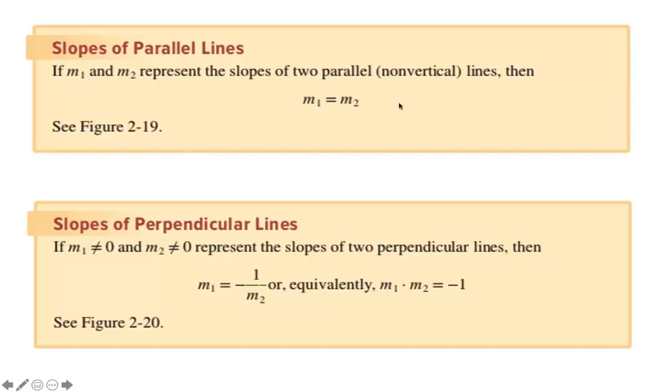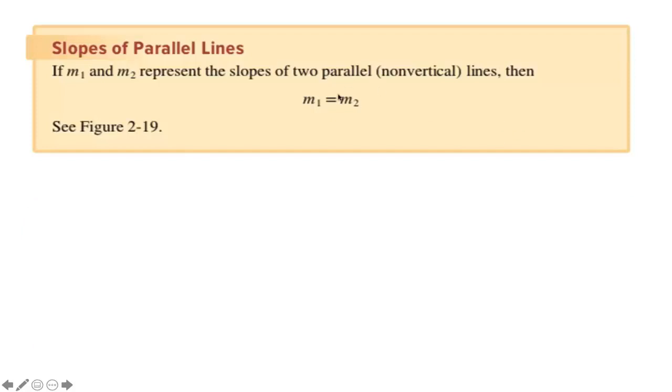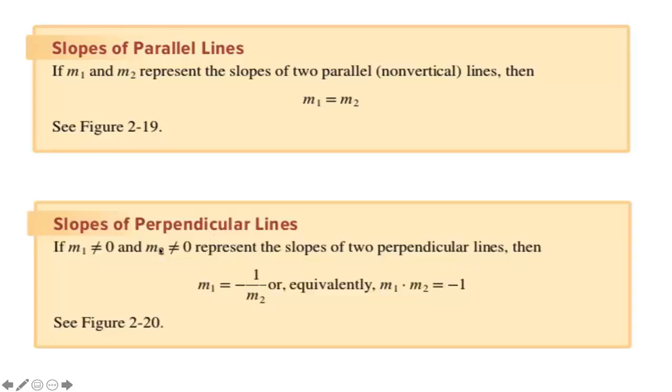So if M1 and M2 represent slopes of lines that are parallel, then the slopes are the same. But if the 2 slopes represent lines that are perpendicular, then one is the negative reciprocal of the other. Or in other words, when I multiply them, I get negative 1.